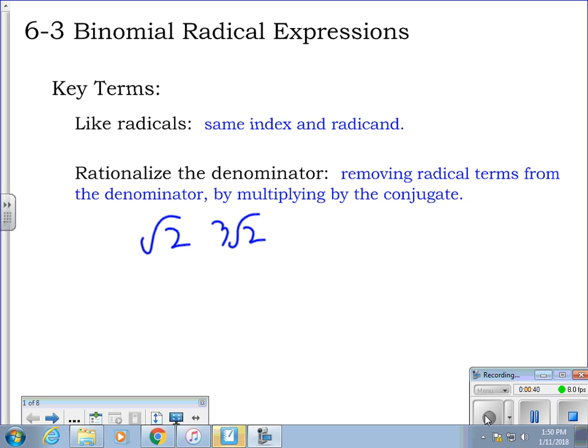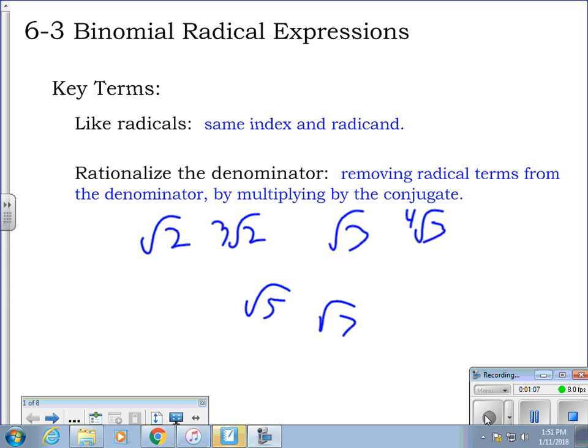Okay? Square root of 3 and the 4th root of 3 are not like radicals. Even though the number underneath is the same, the index is not the same. And the square root of 5 and the square root of 7 are also not like radicals. They have to look exactly the same to be like radicals.